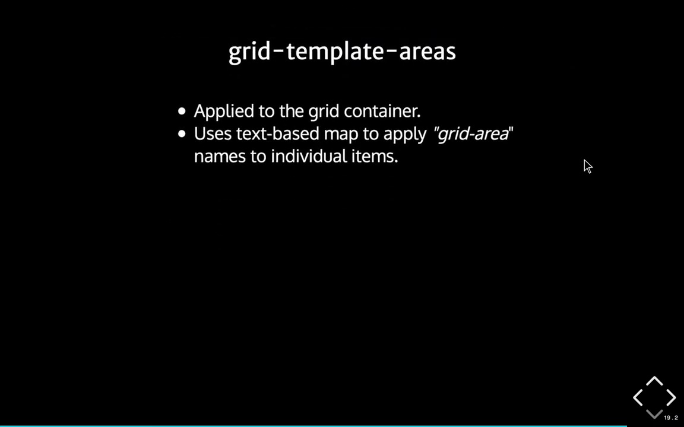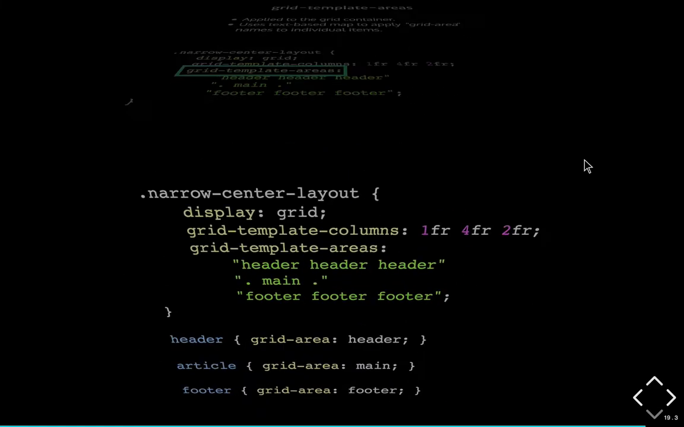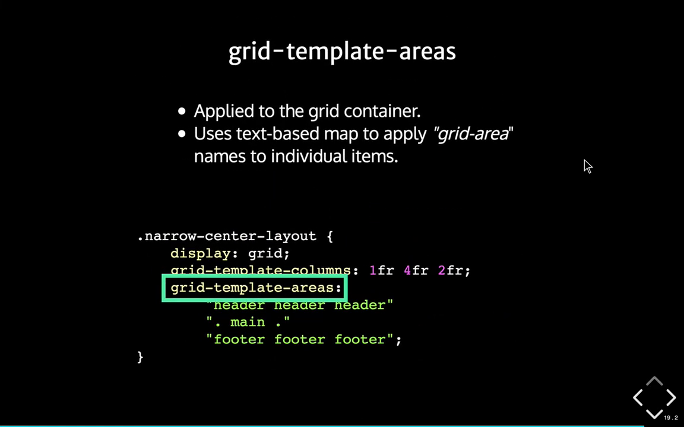Grid template areas is the new property. So grid template areas is exactly like grid template columns and exactly like grid template rows. It works differently. It uses a text-based map to apply grid area names to individual items. I'll tell you what grid area is in just a minute. So it looks like this. Call display grid, that's how we know that this is the container. You call grid template areas, and then you set up the map.